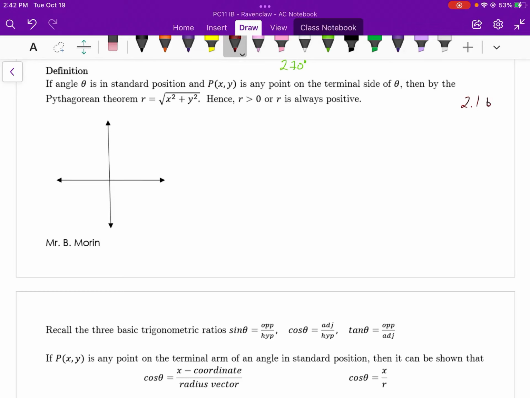Definition: if an angle theta is in standard position and point P(x, y) is any point on the terminal side of theta, then by the Pythagorean theorem, r is equal to the square root of x squared plus y squared, where r is always positive. Well, allow me to demonstrate a picture.